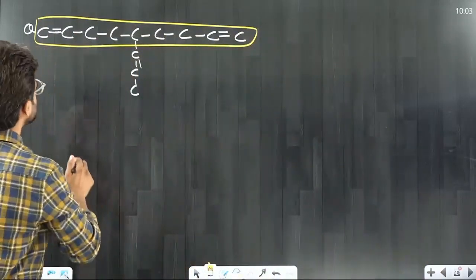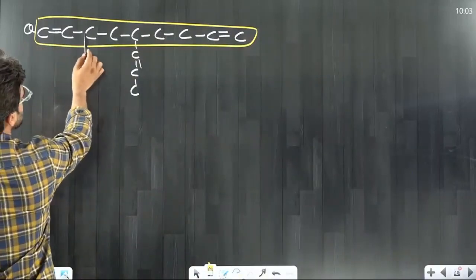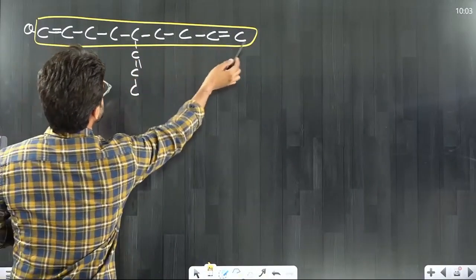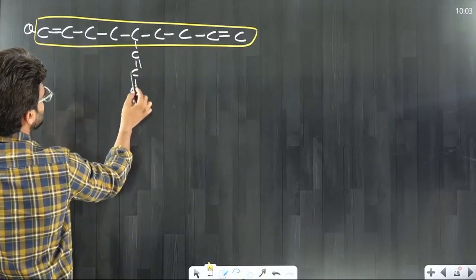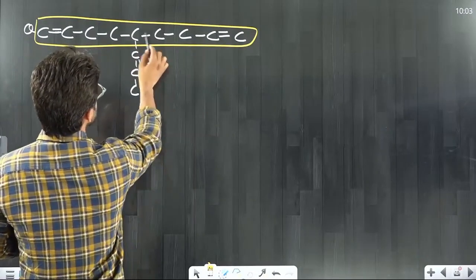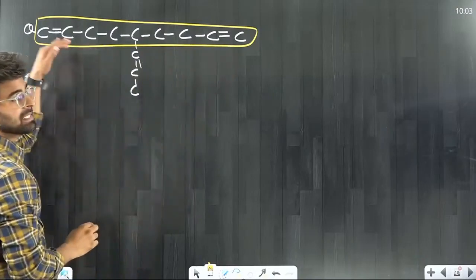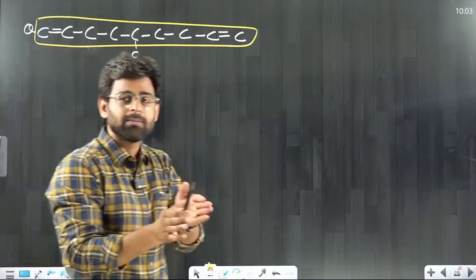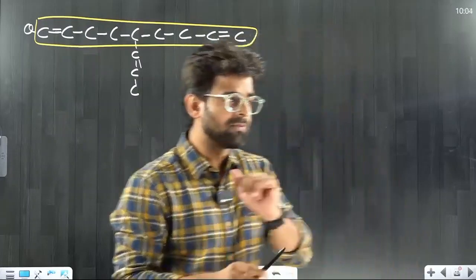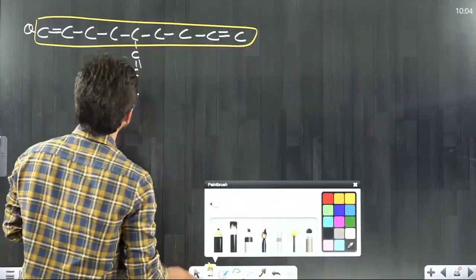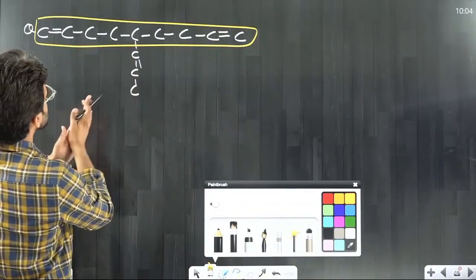Fine. Look, how many carbons here? 1, 2, 3, 4, 5, 6, 7, 8, 9, right? And 1, 2, 3, 4, 5, 6, 7, 8, right? The straight chain contains 2 pi bonds and is also the longest chain. 2 benefits, right? So, can you give me the numbering of this? From where should I start numbering?